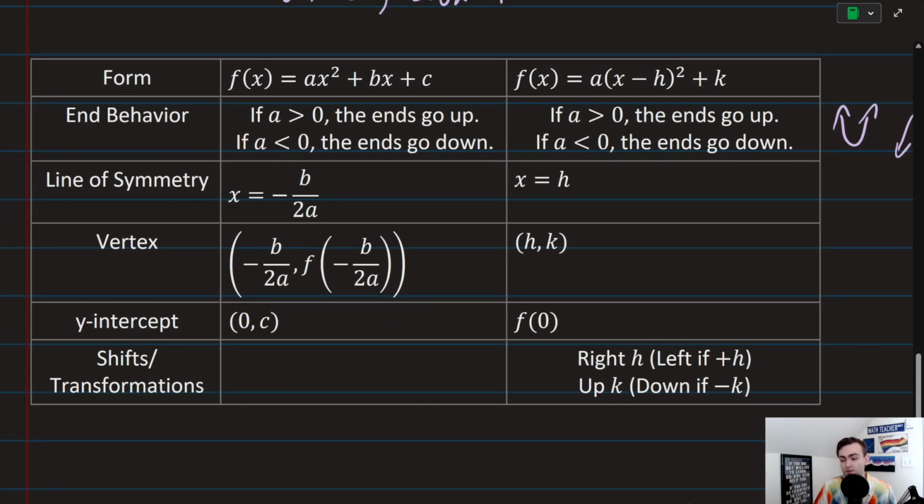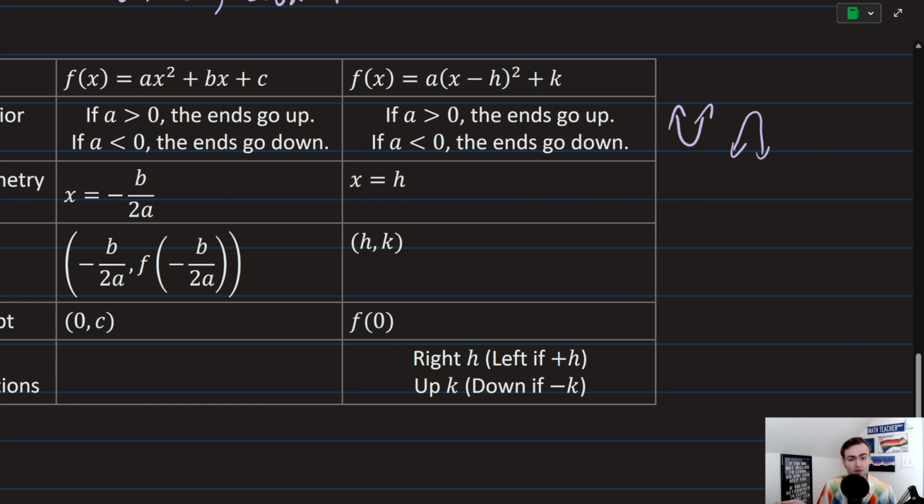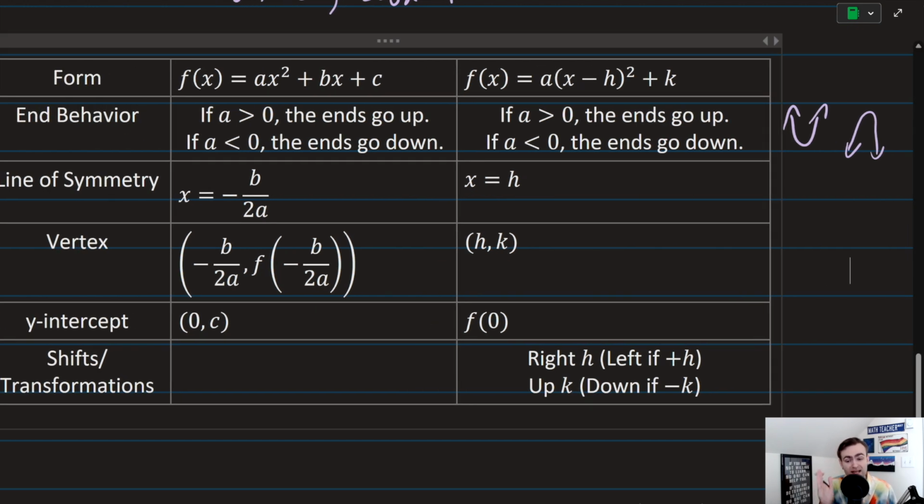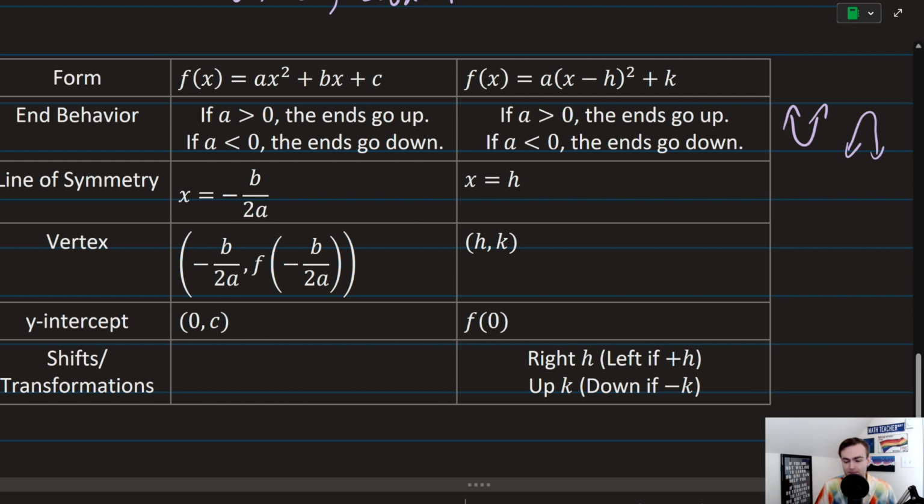The line of symmetry, well, parabolas are very beautiful shapes. They have a curvature that is mirrored on both sides. And where that mirror is, right down the middle through the vertex, the x value of the vertex to be specific. So the line of symmetry is x equals the x value of the vertex. For vertex form, it's really easy because that's just h. For standard form, we use that negative b over 2a for that.